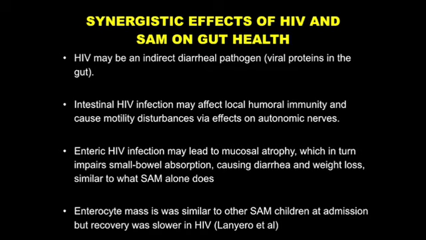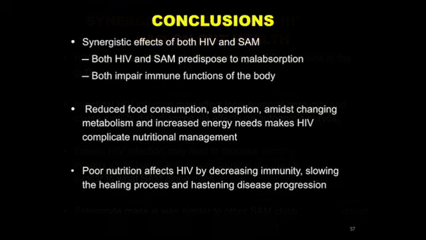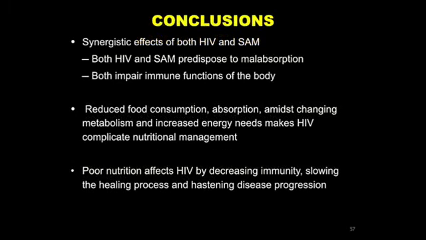Okay, so in conclusion, both HIV and malnutrition predispose to malabsorption, as we have seen, and both of them impair the immune functions of the body. So diarrhea may also be infectious. We didn't find it to be infectious in this child, but in general, other children could have their diarrhea as infectious. And also this child had an undetectable viral load.